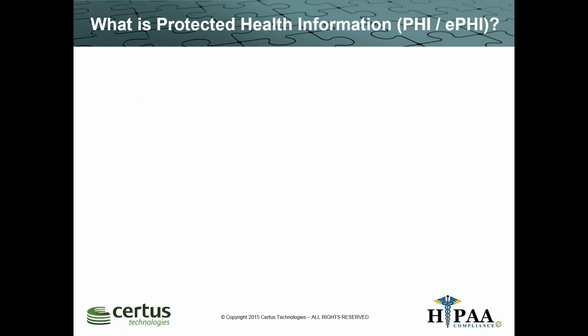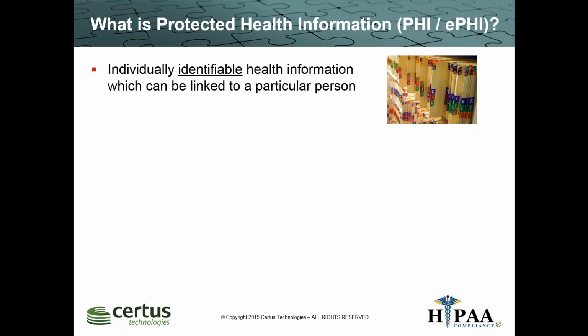So let's talk about protected health information. While most of you already know this, I believe it's a good way to start with a clear definition of what PHI is. Protected health information is identifiable health information. Identifiable meaning it can be linked to a particular person. If it can be traced back to an individual, and by the way, that's easier than you think it is, as you'll see on the next slide, then that becomes protected.